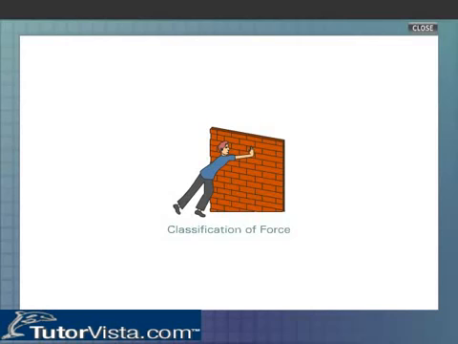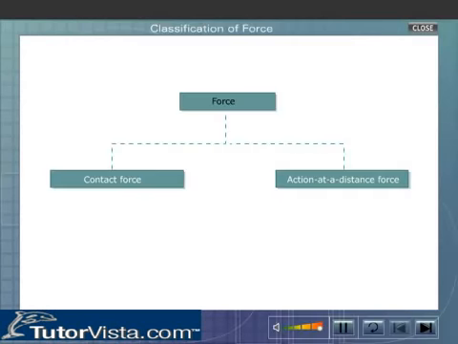Classification of force. Force can be classified as contact force and action at a distance force.